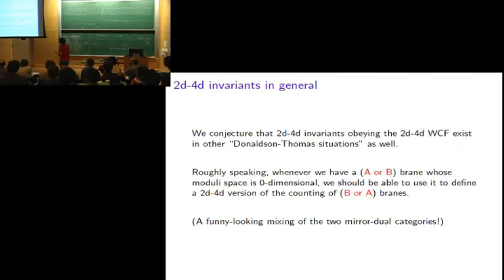So roughly speaking, the picture should be that whenever you have a brane whose moduli space is 0-dimensional, of type A or type B, say, we should be able to use it to define a 2D40 version of the Donaldson-Thomas invariants that count the branes of the other kind, B or A branes, respectively. So it's maybe funny-looking, it's a kind of mixing of those two dual categories.